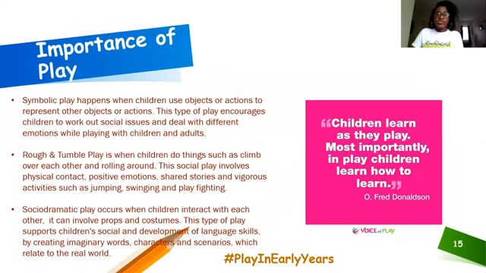Symbolic play happens when children use objects or actions to represent other objects or actions. This type of play encourages children to work out social issues and deal with different emotions whilst playing with children and adults. Rough and tumble play is when children do things such as climbing on each other and rolling around. It involves physical contact, positive emotions, shared stories, and vigorous activities such as jumping, swinging, and play fighting.